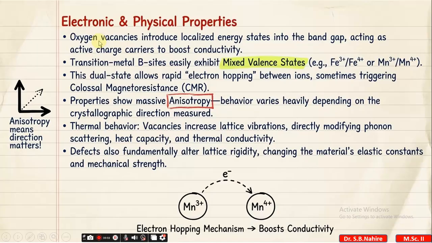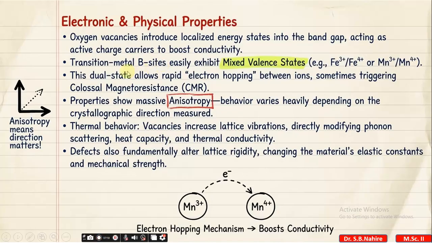First point. Oxygen vacancies introduce localized energy states into the band gap. These act as active charge carriers and help to increase electrical conductivity. In simple words, missing oxygen atoms create extra energy levels that allow electrons to move more easily.